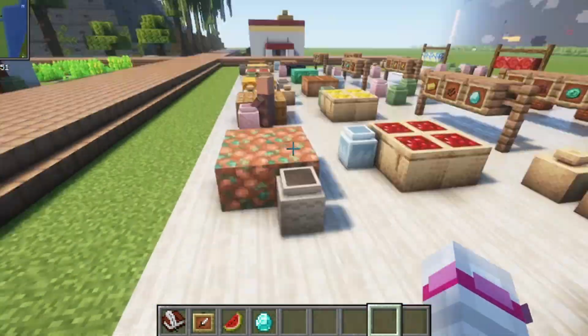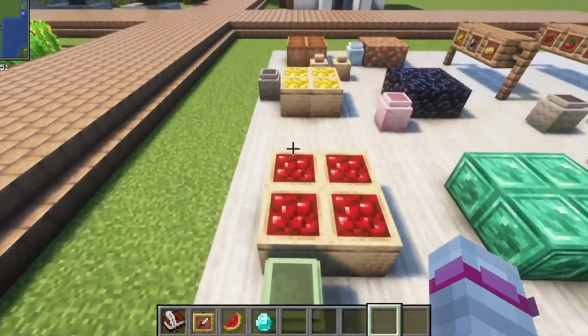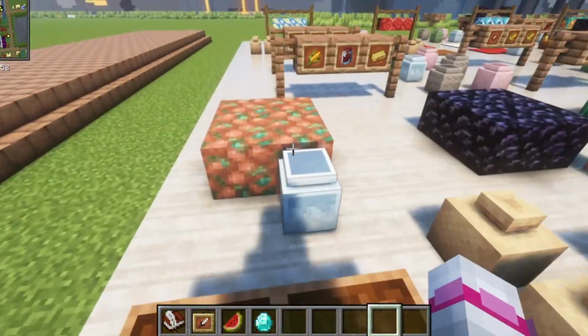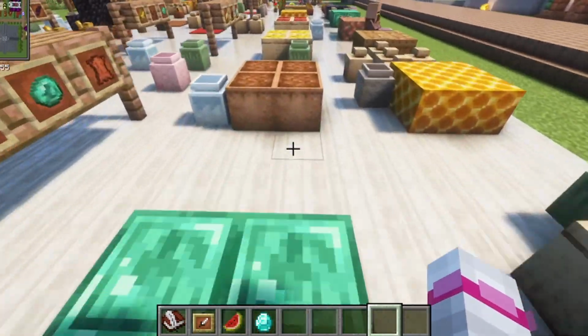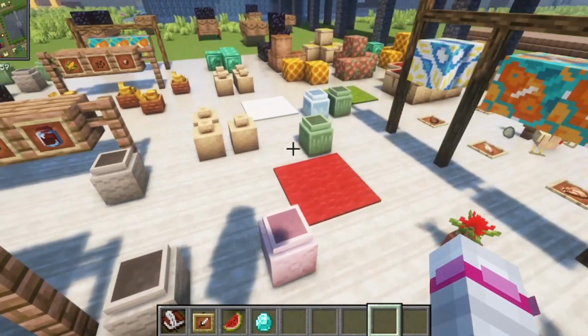So yeah, with builds like this market over here, players are able to educate others about the specific elements of whatever culture it is that they are trying to encapsulate.